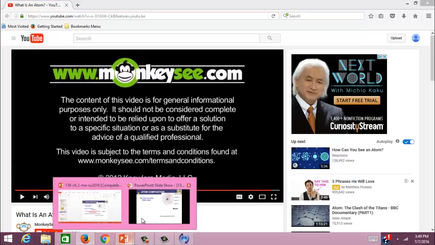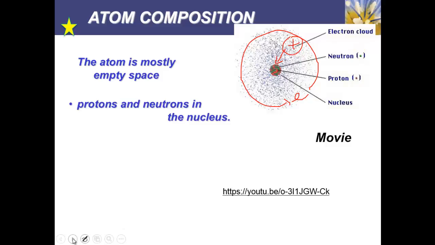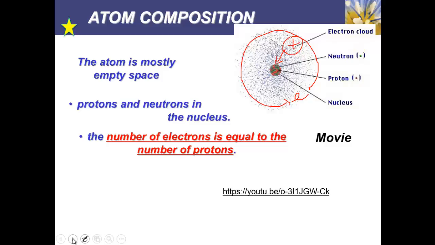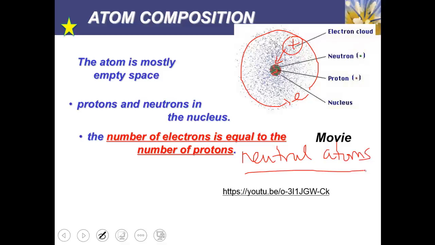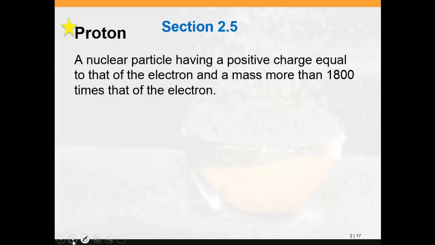Okay, so back to our slideshow here. So we have our protons and our neutrons in our nucleus, and as she said, for neutral atoms, and that means atoms that don't have an overall electrical charge, the number of electrons is going to be equal to the number of protons, and that's going to be really important. So we want to remember that one. And then, of course, our electrons are going to be outside of our nucleus here.